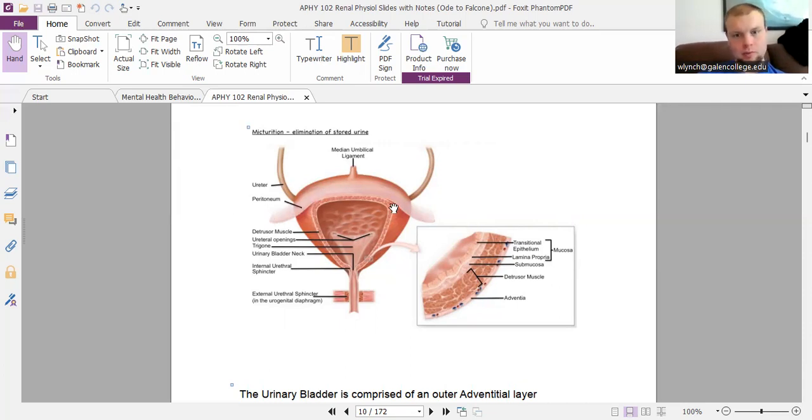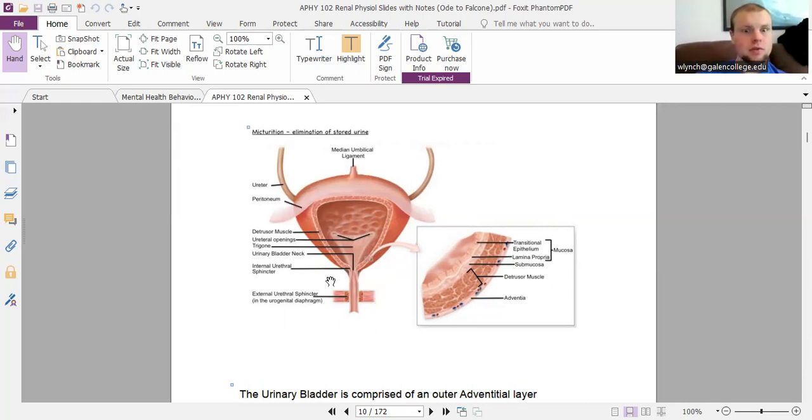So this is going to be the bottom portion of the connective tissue lining or membrane of the peritoneum. Connecting to the connective tissue above it, the bladder is suspended in space by the median umbilical ligament.